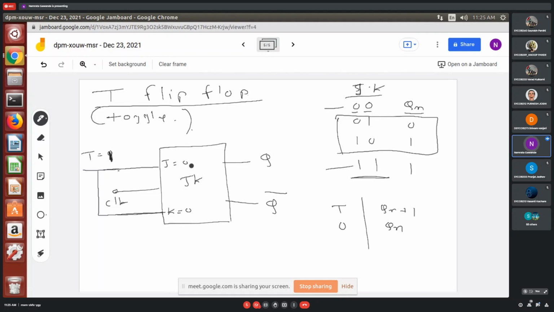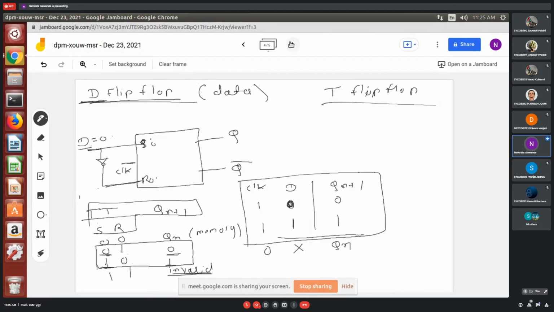in that case, J also will be 1 and K also will be 1, because the same input we are passing to both inputs, that is to J and K. So if T is 1, in that case, just go through this truth table. Here in the JK flip-flop we are getting Qn bar. We have to follow the truth table of JK now.